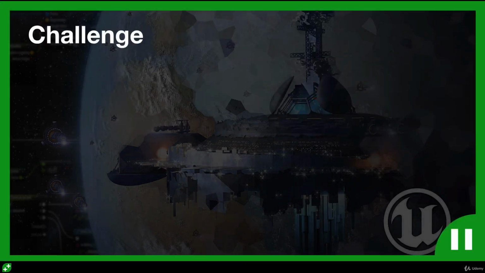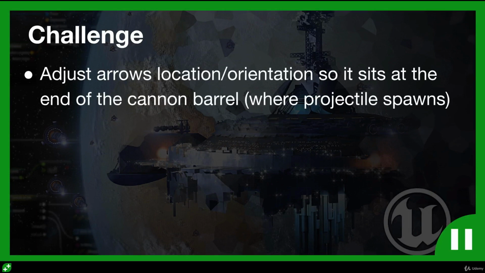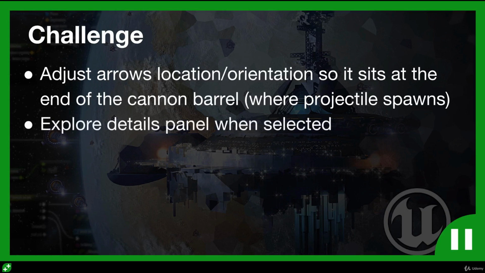So a quick challenge for you right now. I want you to adjust the arrow's location and orientation so it sits at the end of the cannon's barrel and also points in the same direction as the barrel. You can also adjust the size of the arrow and even its color in the details panel when you have it selected, so make sure to explore these settings. Okay, so pause here, and then when you have your arrow component set up, let's continue.